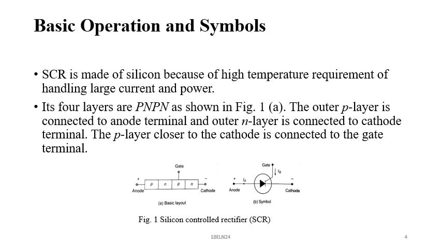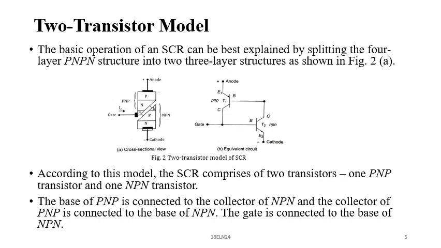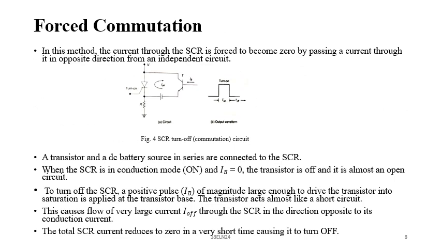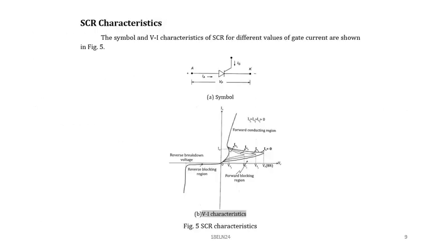Then we discussed the circuit symbol and basic operation of SCR. Then the 2-transistor model, the switching action and working of the 2-transistor model. Then we discussed commutation, 2 types of commutation: natural commutation and forced commutation. Today we will discuss SCR characteristics.